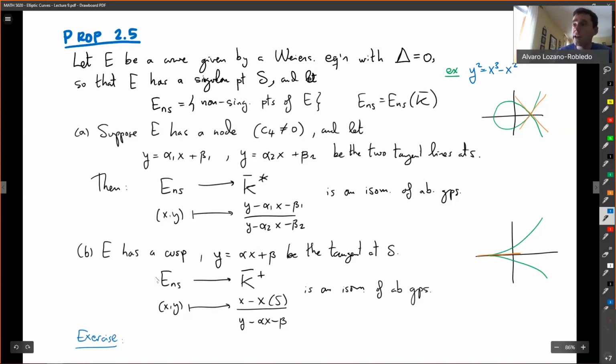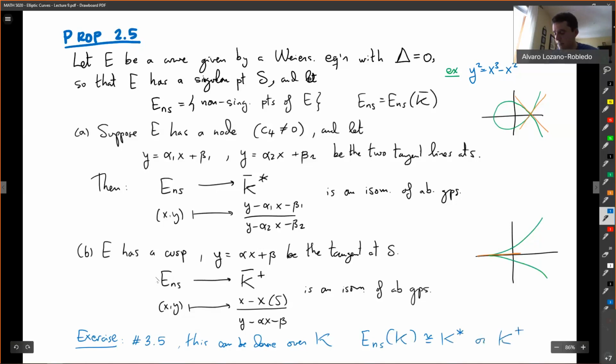which is in the homework, is number 3.5 in the book, is that this can be done over K. With a little bit of modification, it's not exactly this. So it can be done over K so that this is either K star or K plus, but you have to modify it a little bit. If, for example, the tangent lines are defined over K, then this is the case. One of the two is true. If the tangent lines are not defined over K, then you have to be a little bit more careful.